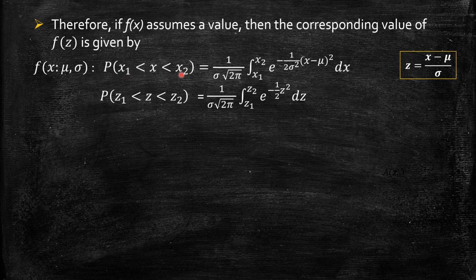so that means if I want to find the probability for x1 to x2, where x is a normal variable with mu and sigma, we need to integrate the normal PDF, that is 1 by sigma times root 2 pi e power minus 1 by 2 sigma square times x minus mu the whole square, between x1 to x2.